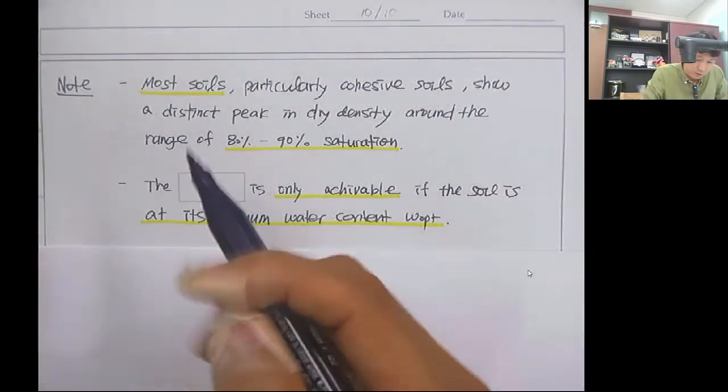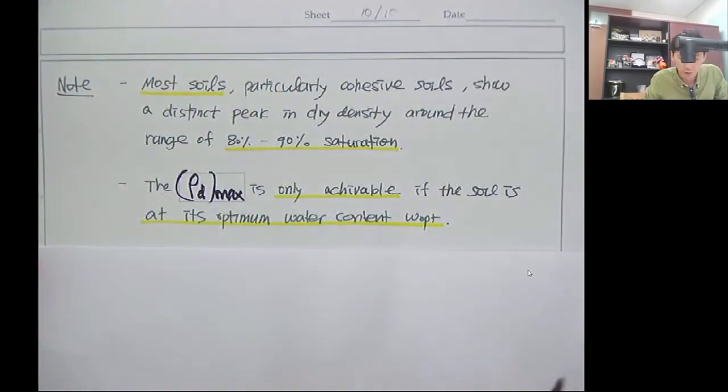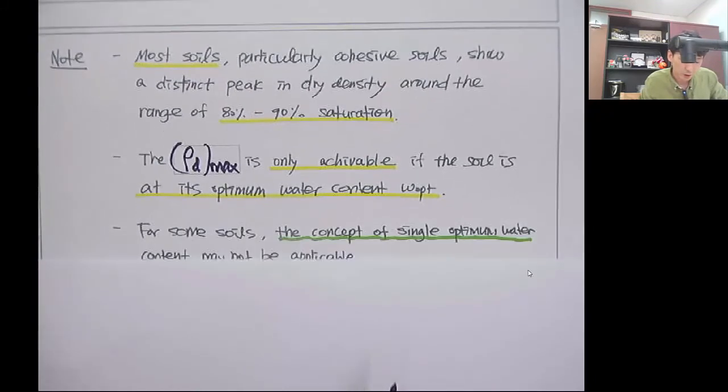And the rho_d max, so the maximum dry density, is only achievable if the soil is at its optimal water content. So you have to have an optimal water content. You have to control the water content to be optimum to obtain the maximum dry density.